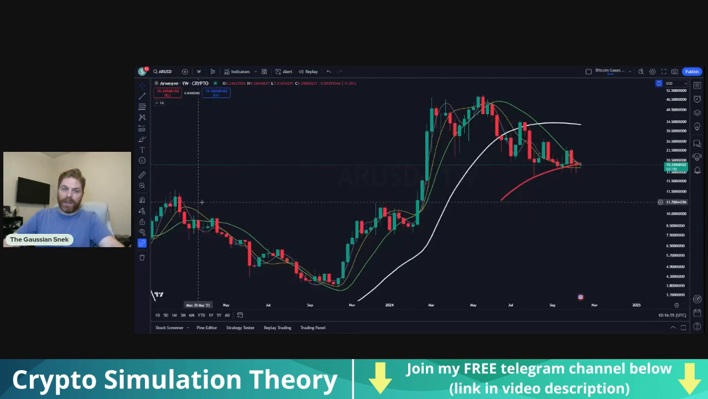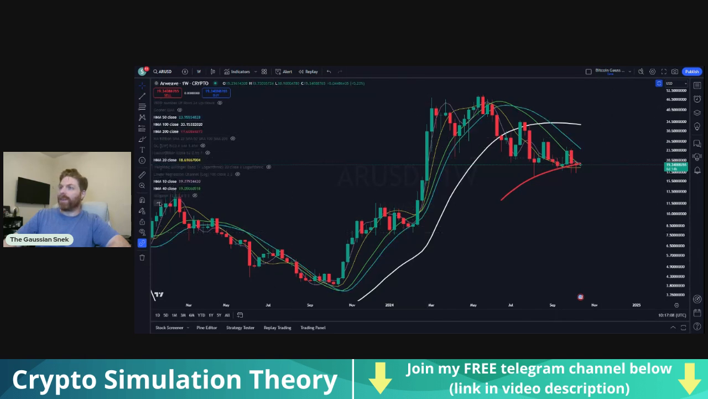Next asset is Arweave, and wow, this is an old one, so I can even pull up a 200-week HMA and a 100-week. And where's my 50? Let me pull up my 50 as well. I love my 50. All right, we've got many, many death crosses that happened. A death cross of the 10-week back in July, a death cross of the 20-week with the 100 also in July, a death cross of the 40 in August, a death cross of the 50, and we are now on the 200-week.